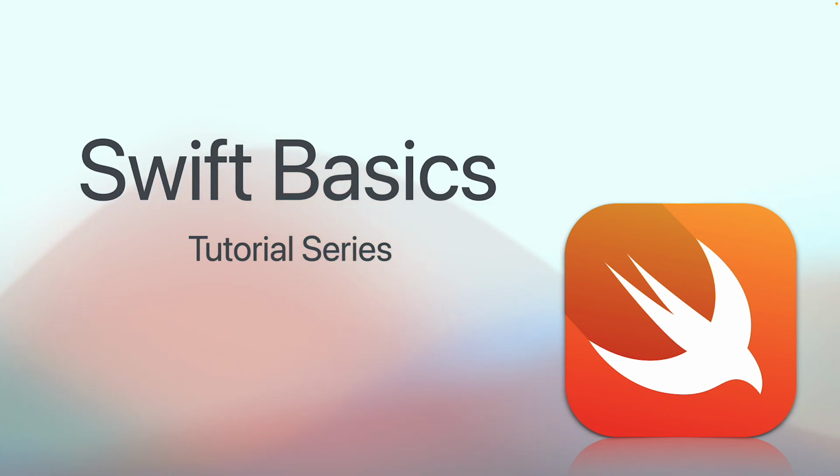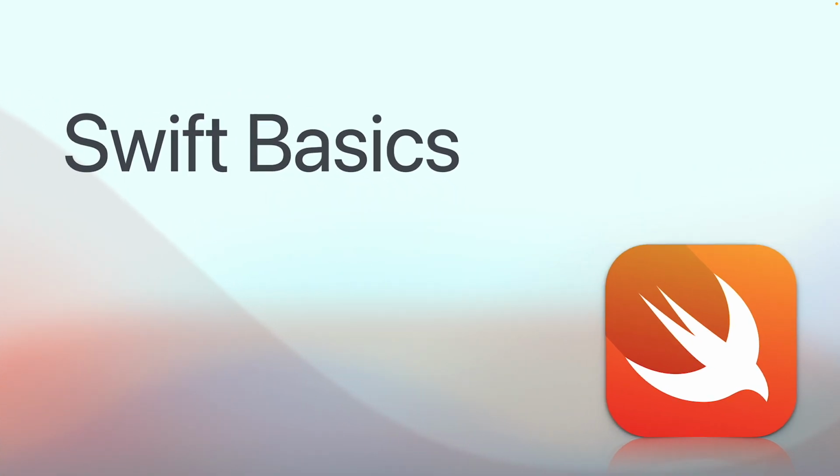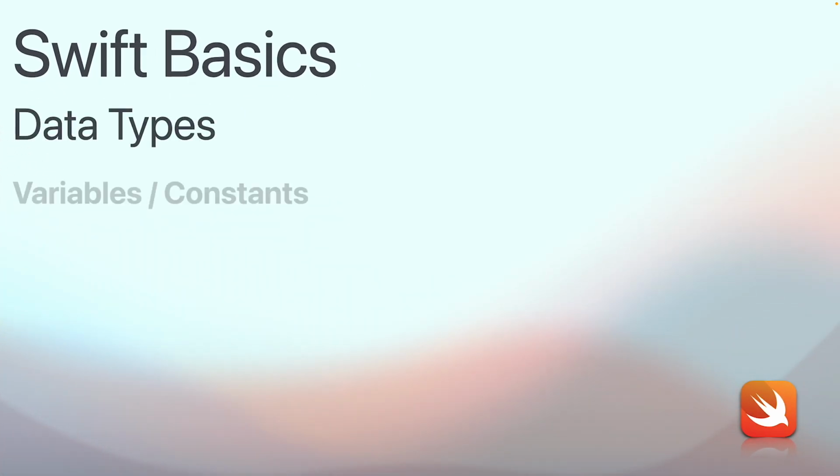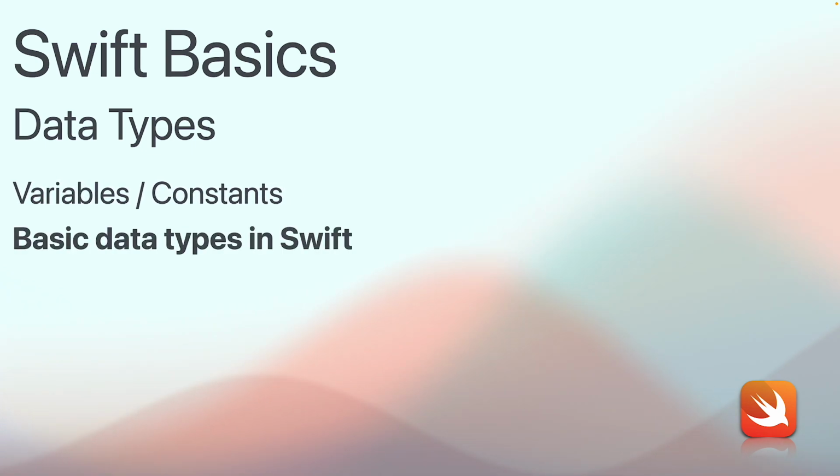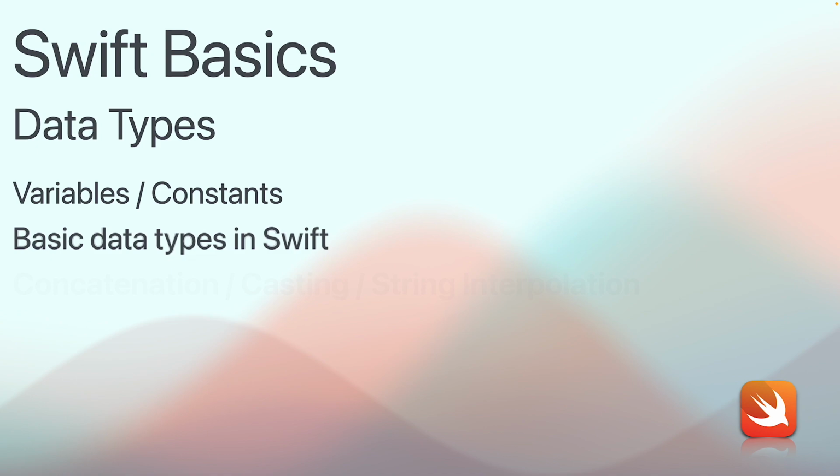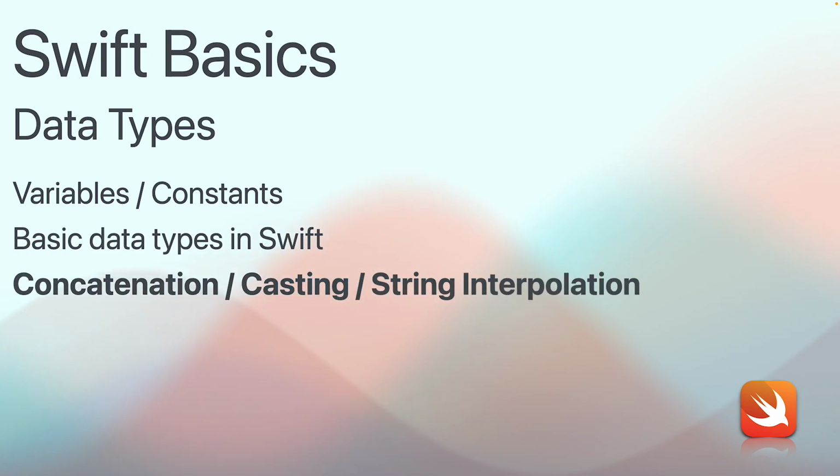We installed Xcode and created a new playground. We're going to use that playground today to learn about data types. Along the way, we'll learn about variables and constants. We'll explore foundational data types in Swift. And then we'll tie it all together with concatenation, casting, and string interpolation. So let's dive right in.